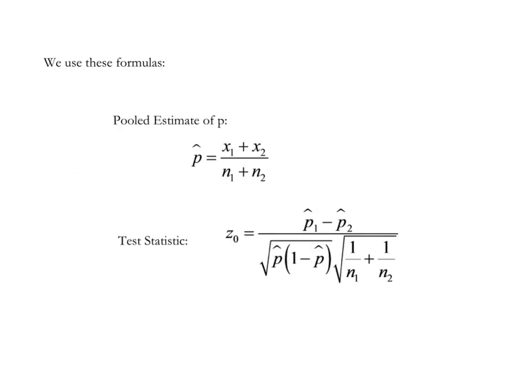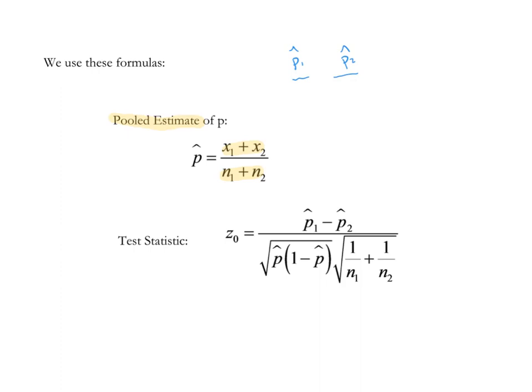Okay, so these are the formulas for what is called the pooled estimate of P. So we're going to find three different proportions. We'll have our P1 hat and P2 hat from the previous slide. Right? Those are each individual sample proportion separately. And then the pooled estimate of P is taking the two samples and adding them together. X1 plus X2 over N1 plus N2. That is called the pooled estimate.